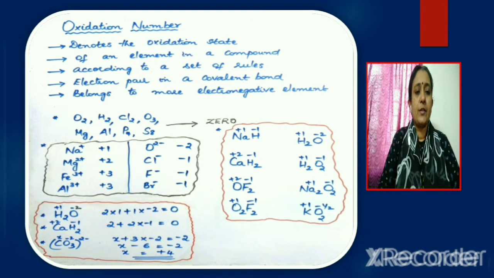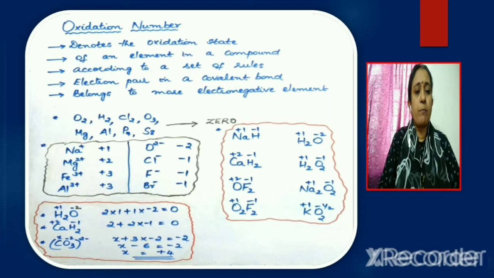Now, if we have ions like Na+, Mg2+, O2-, Cl-, in the case of ions, the oxidation number is taken as equal to the charge on the ion. For example, for the sodium ion, the charge is +1, therefore the oxidation number is also equal to +1.